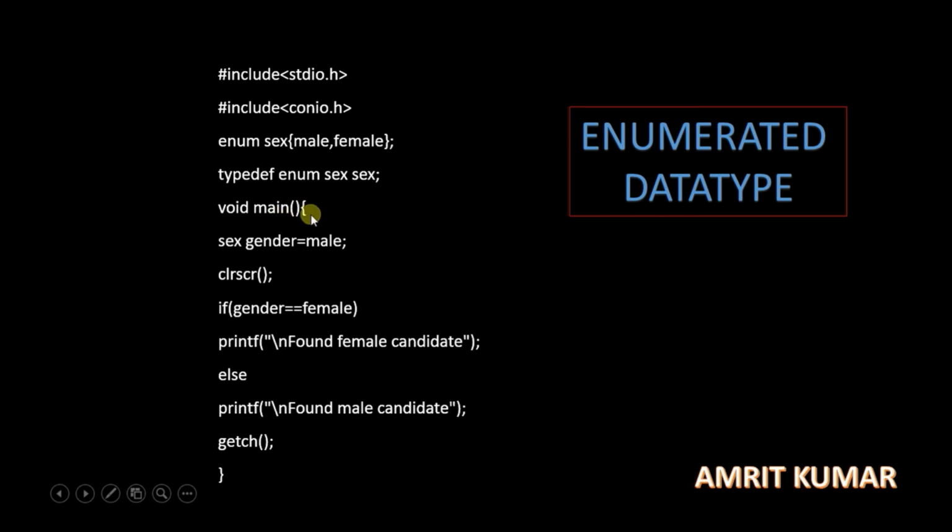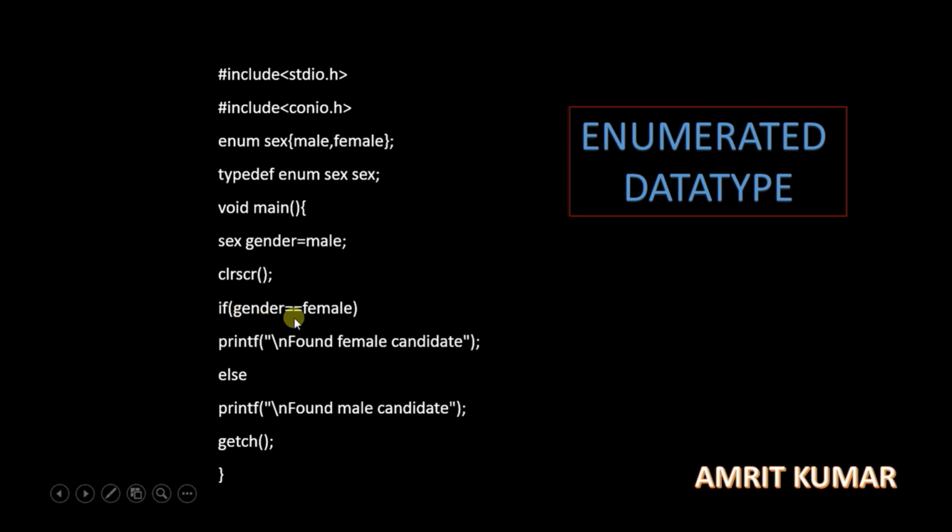Then in the main function, you can see that I am using the concept that gender is a variable of the enumerated data type, that is going to store male in gender. After that I am using the clrscr function. This function is used to clear the screen, so whatever is on the screen is going to be cleared.